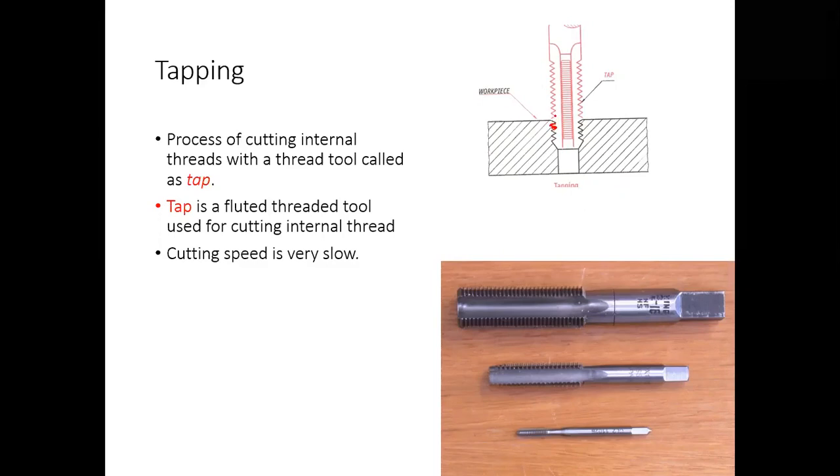In drilling previously, we removed the entire material. But in tapping, we are not removing the entire material. We are only making grooves. Threading is nothing but a spiral groove, right? A spiral groove we are making inside the drilled hole. That is called internal threads. So making internal threads is called tapping.